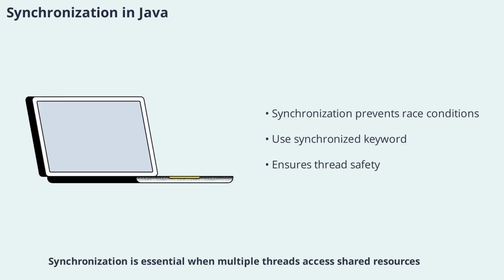Synchronization is essential when multiple threads access shared resources. Without synchronization, race conditions can occur, leading to inconsistent results. By using the synchronized keyword, you ensure that only one thread can access a method or block at a time. This prevents race conditions and ensures thread safety.